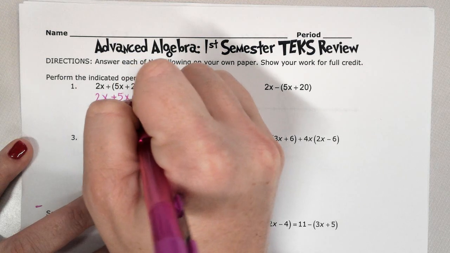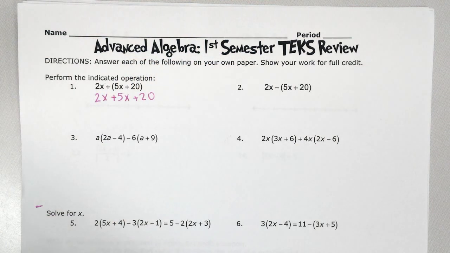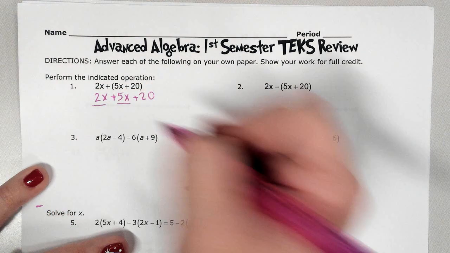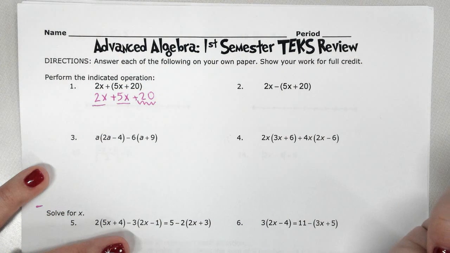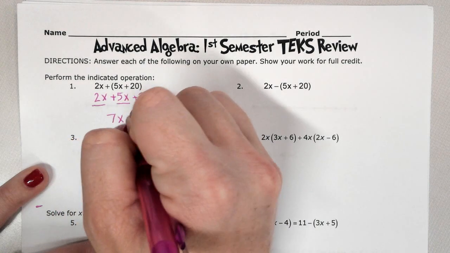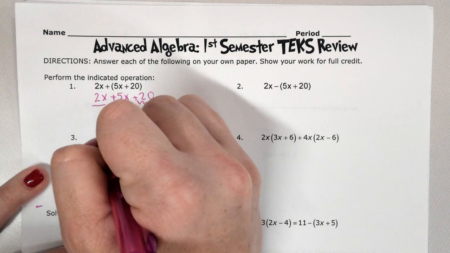Positive 5x plus 20. And then now we'll just combine like terms. 2x plus 5x are my like terms. 20 has no x, so it's different, and it does not have a like term. 2 plus 5 is 7, so this gives me 7x plus 20.